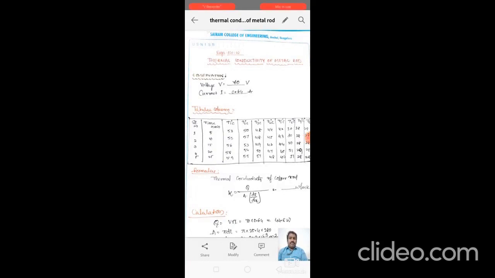Hello students, welcome to the heat transfer lab. Now we are going to discuss experiment number 10, that is thermal conductivity of a metal rod. Here we are discussing the calculation part.